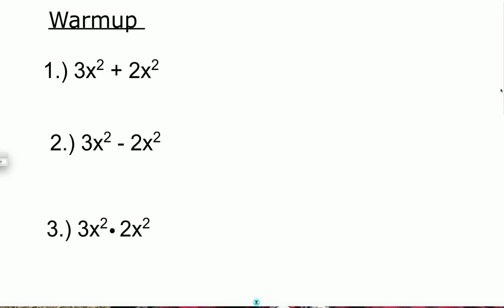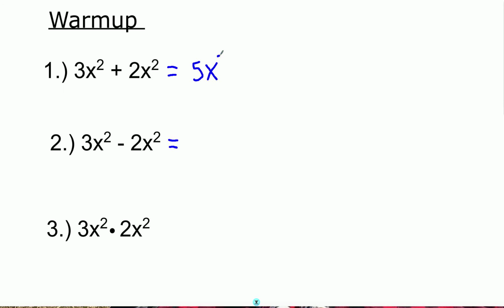Look at multiplying polynomials. First I want to look at 3 different examples. We're going to add 2 monomials, subtract 2 monomials, and then multiply them. On the first 2 examples, these are really just combining like terms. The only reason I can add these is because they are both x squared, they're like terms. So I just add the coefficients, 3 and 2 make 5, and I keep it x squared.